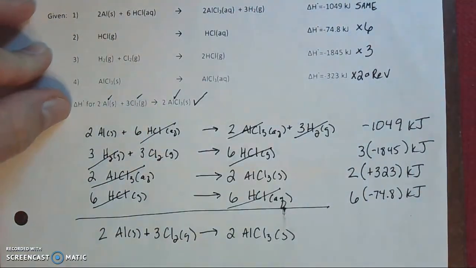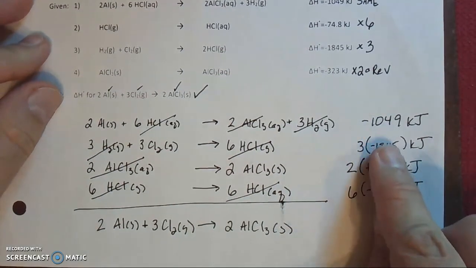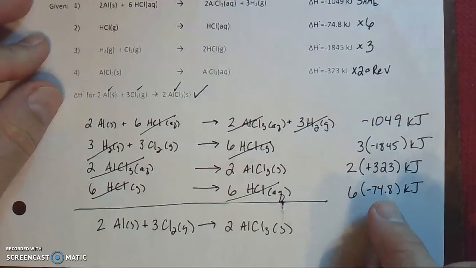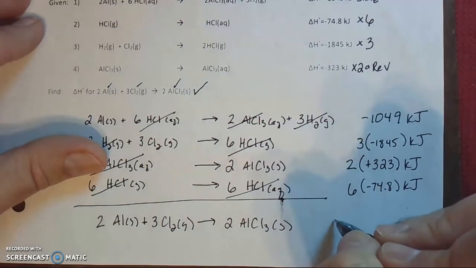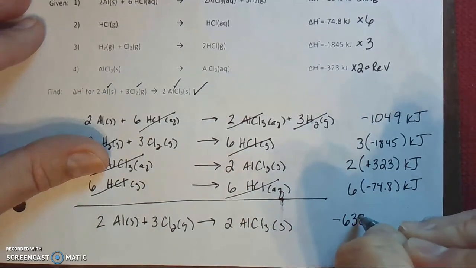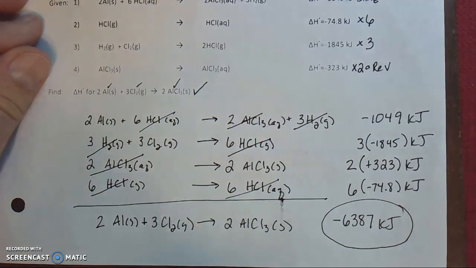So we have found our equation, and now we have to add all of these up. Be very careful with your signs. When you do this, you should get negative 6,387 kilojoules as our answer. Very, very exothermic for that reaction.